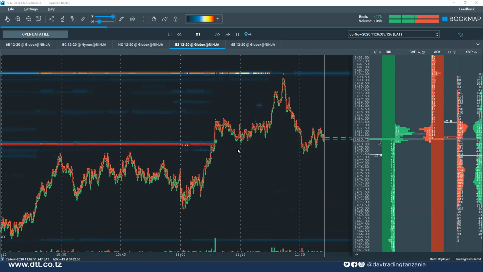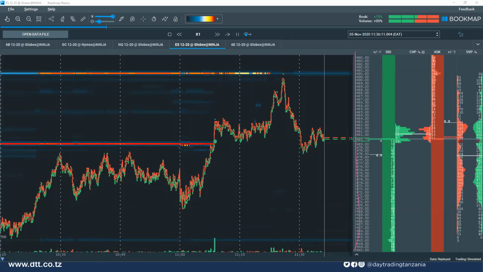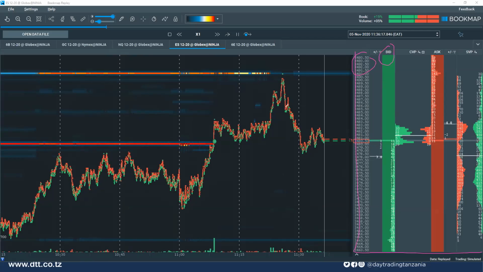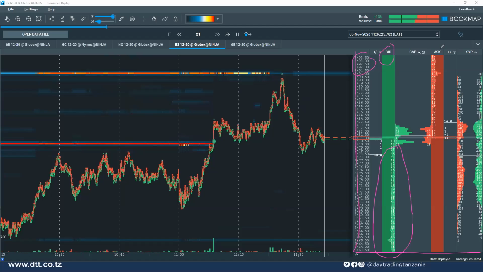Bookmap is a platform which mainly looks at the DOM, because look at this, we have the DOM here on the right. We have prices, then we have the bids. These are participants who are willing to come into the market at their own price points, as we are talking about the bid. So this here is the DOM, the depth of market. Now here we have the offers. All these are the participants willing to sell at their own prices.